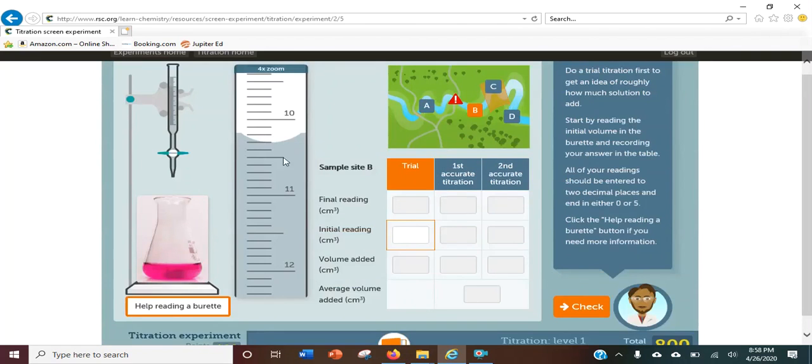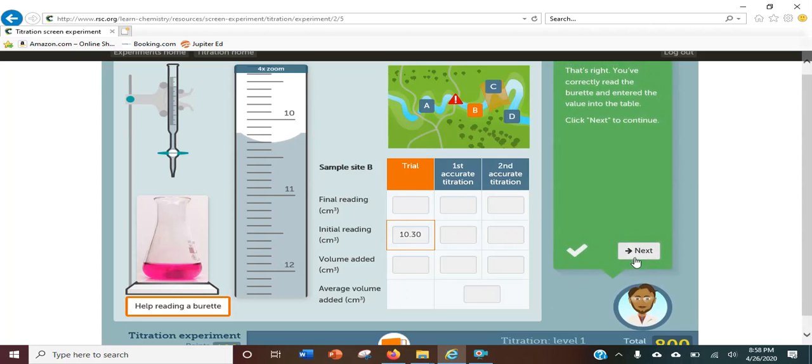Okay, let's look at our Buret now. Here we have from 10 to 11. Notice it goes up by 0.1, so this will be 10.5. Here we got 10.1, 10.2, 10.3. Since it wants 2 decimal places, it will be 10.30. Okay.